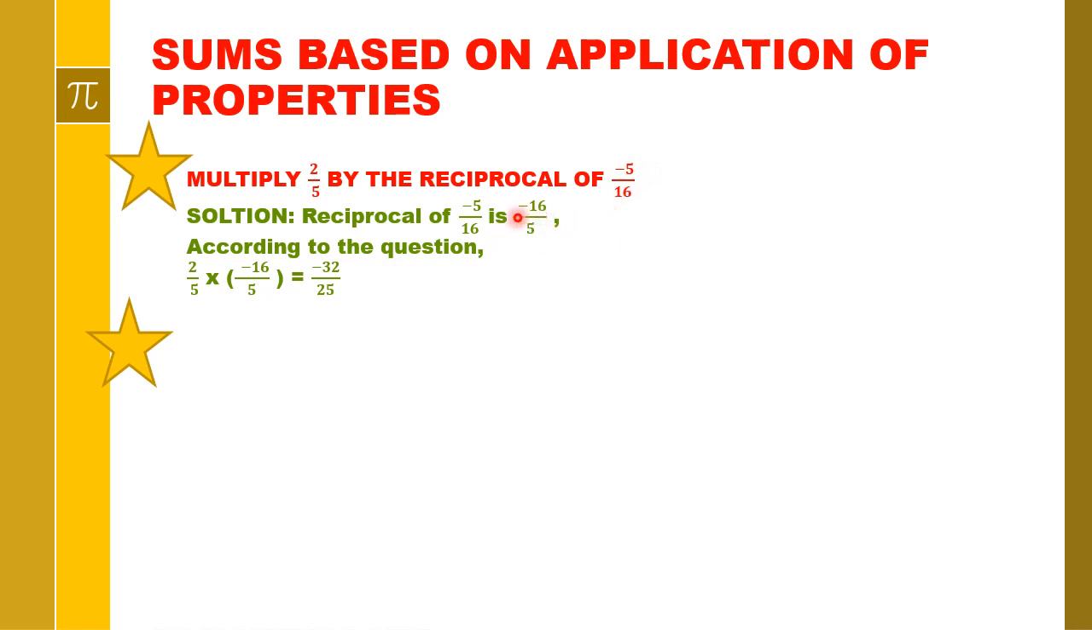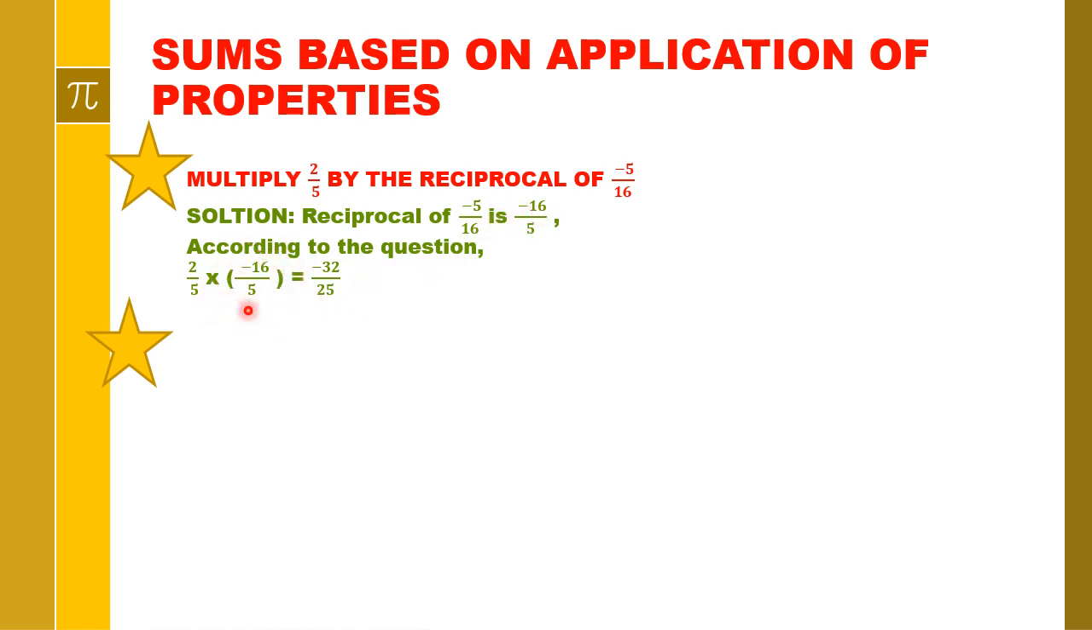Now also remember that the minus sign will always be shifted to the numerator. You cannot keep it in the denominator. Now as the question demands, multiply 2 by 5 into minus 16 by 5. What number is it? It is the reciprocal of this rational number, which we found out in the first step. Now on multiplying you get 2 into minus 16 is minus 32, 5 5s are 25.